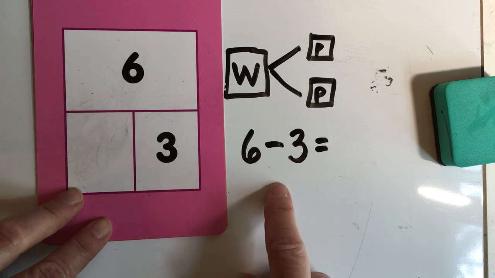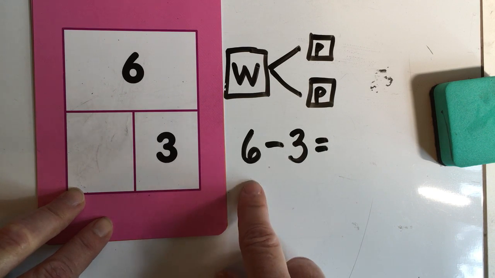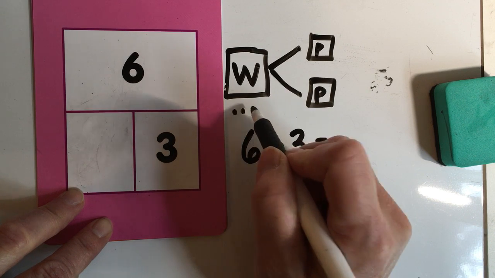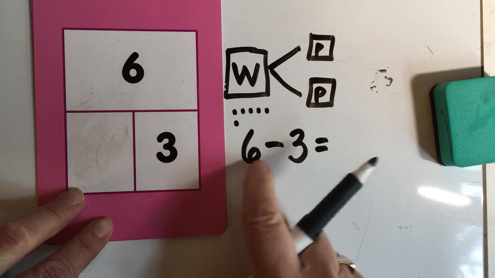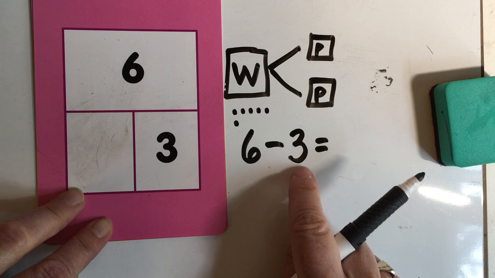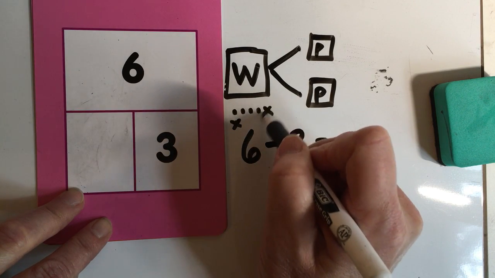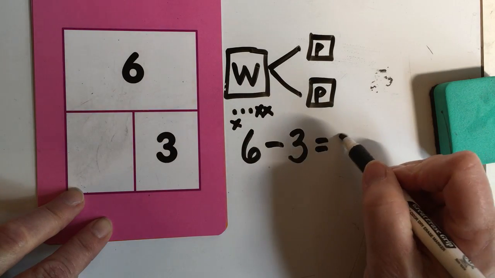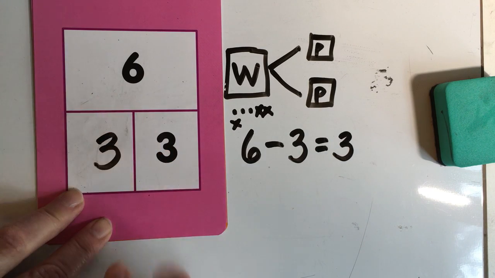Uh-oh, I'm not really sure of my parts of 6 yet. So I need a strategy. What should I do? Yeah, let's try dots. Okay, of course, how many dots did I draw? 6, sure. Now how many do I need to cross out? Yeah, I'm going to do it. How many are left? Yes, 3. Good. So I can fill in my 3 right over here.